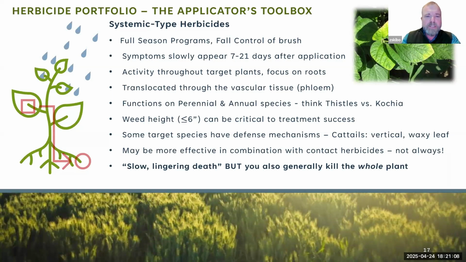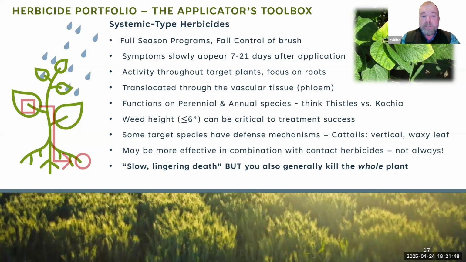The activity with systemics generally moves throughout the plants with a focus on the reproductive structures, so the roots, the rhizomes, tubers, that sort of thing. These move throughout the vascular system of the plant, so the plumbing of the plant. And again, weed height is critical even with your systemics. These can be used in combination sometimes with contact herbicides to speed up that apparent activity, but you do need to be careful because some contact herbicides are antagonistic to your systemics, meaning they act so quickly on the contact side that the systemic doesn't have a chance to move throughout the rest of the plant.